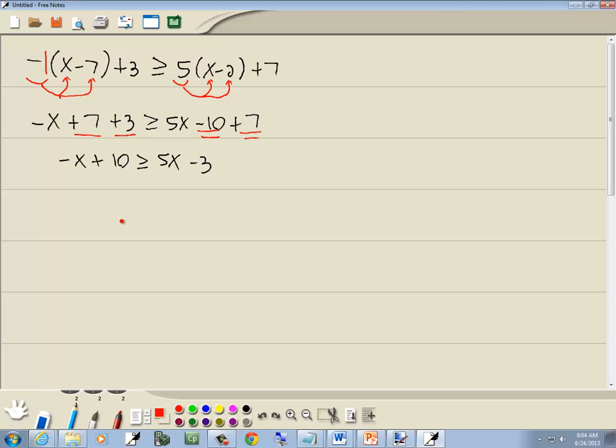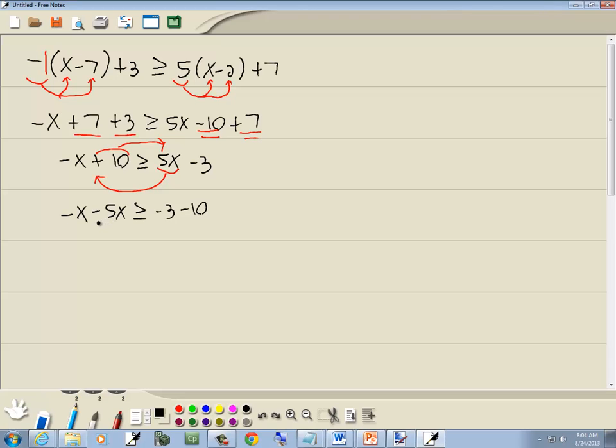Step 2, get rid of fractions. We don't have any fractions. Step 3, get everything with an x on the left side, numbers on the right. So I'll take 5x over the left side, and I'll take the 10 over to the right side. Now remember, when you take anything across the equals, your sign changes. So the 5x becomes a negative 5x, and the positive 10 becomes a negative 10.